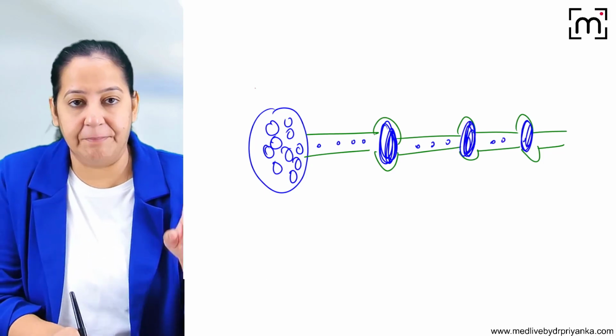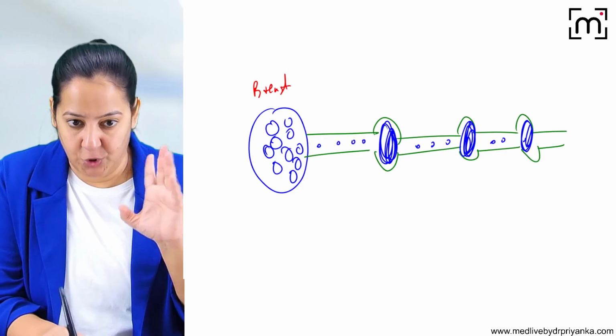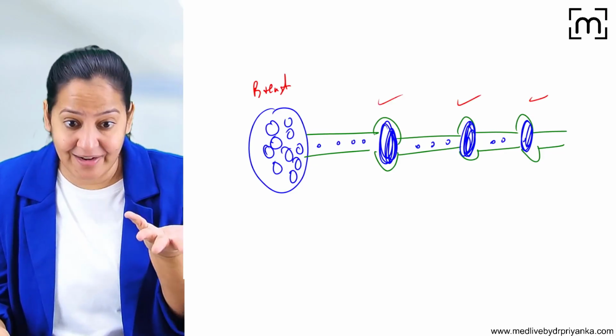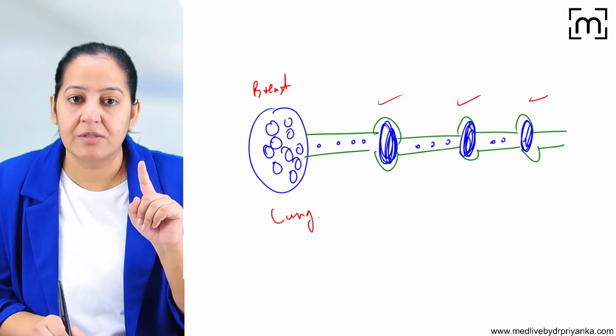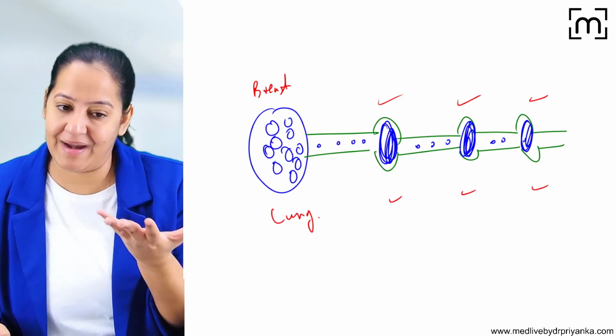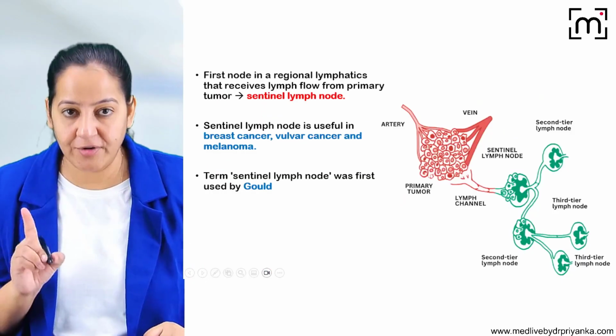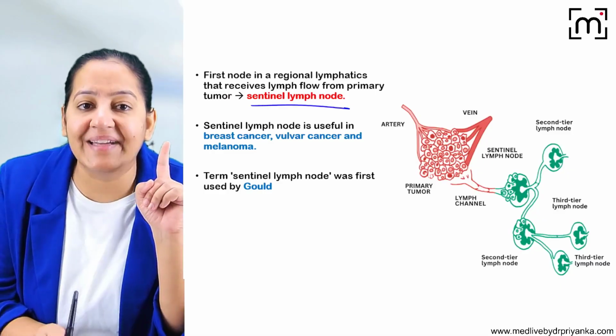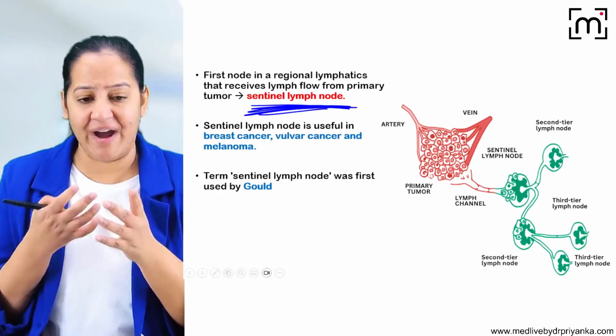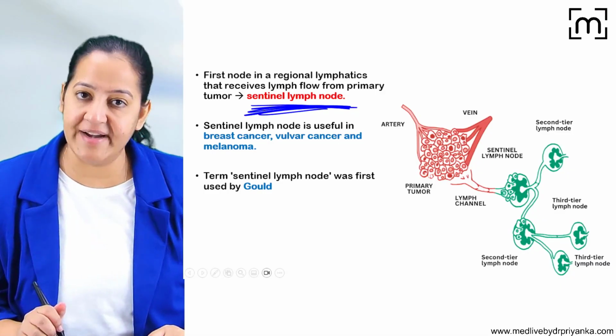So if this is breast tumor, all these lymph nodes are axillary lymph nodes. If this is the lung, all these lymph nodes are parahilar or paratracheal lymph nodes. In any case, the first lymph node is the sentinel lymph node. I hope you got it. The first lymph node is known as the sentinel lymph node. You will say, ma'am, why are you insisting so much on the sentinel lymph node and why is it important?